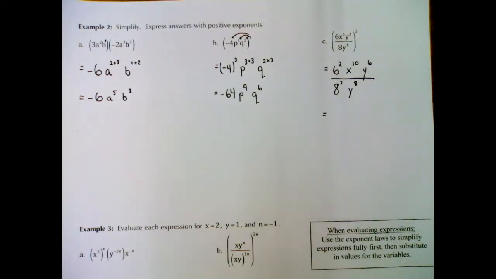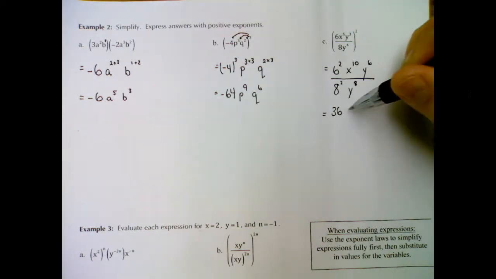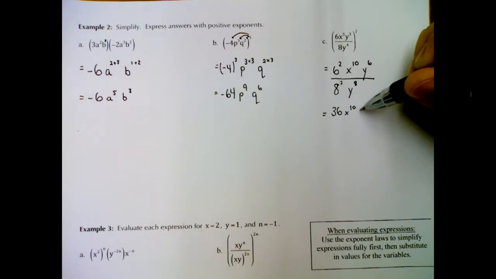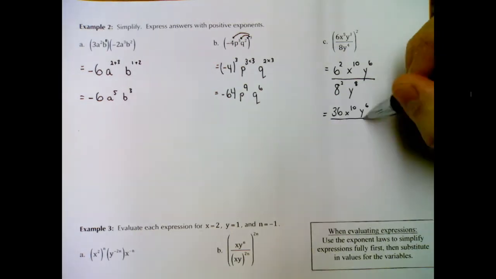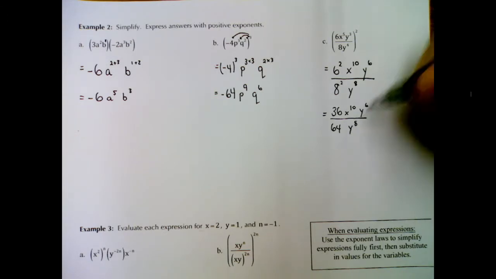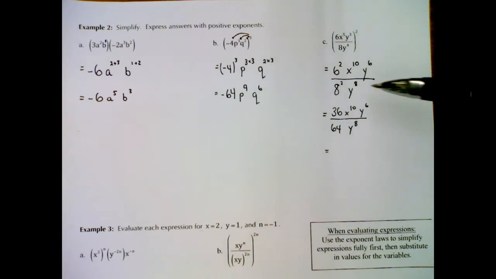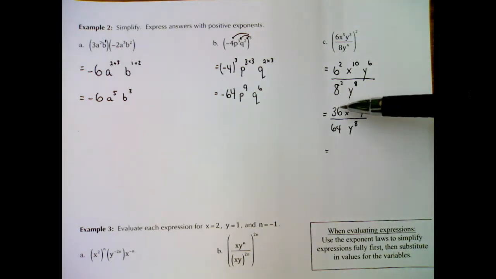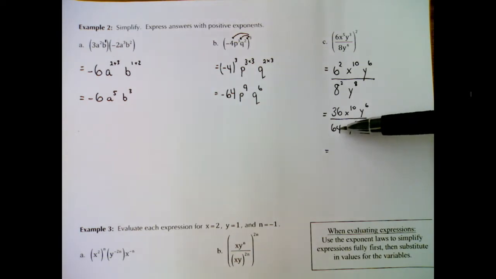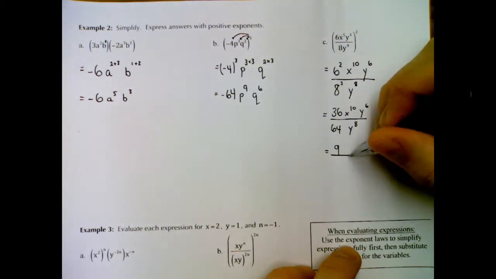And now do a little bit more here. We end up with 6 squared is 36. X10, Y6 over 64, Y8. Now we can do a little bit here. We can try to divide the numbers, but we end up with a decimal. So we can just reduce it as a fraction. And we can divide top and bottom by 4, and we end up with 9 over 16.